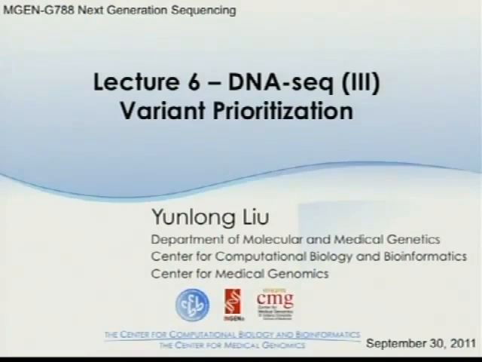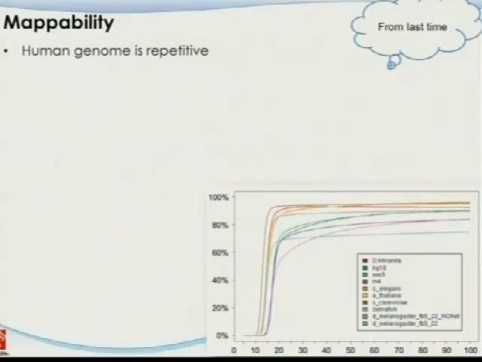We talked about refined alignment and a couple of other things. So today, the focus will be variant prioritization. After identifying variation, where are we going next? Just to recap a little bit from last lecture.